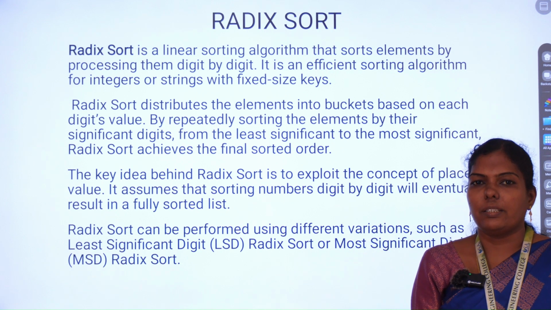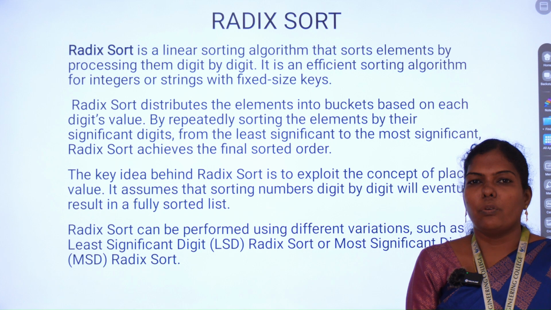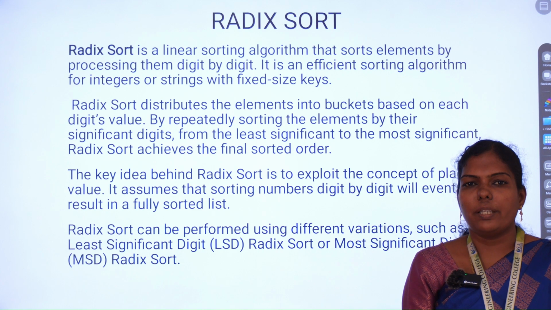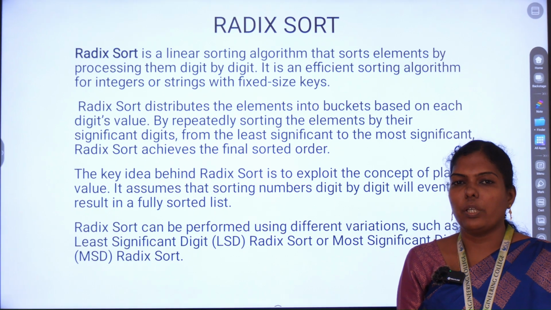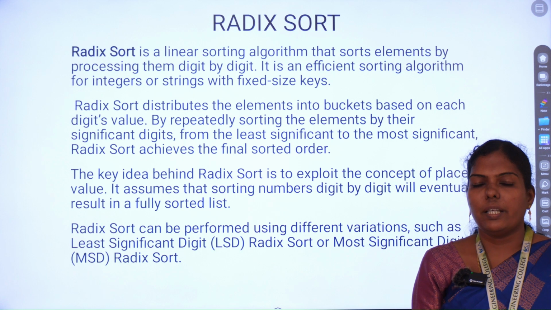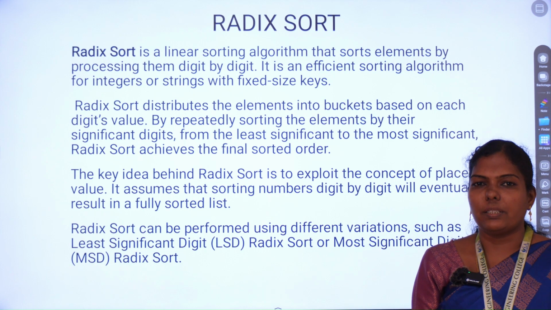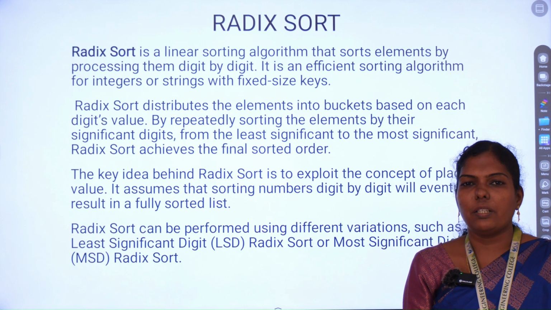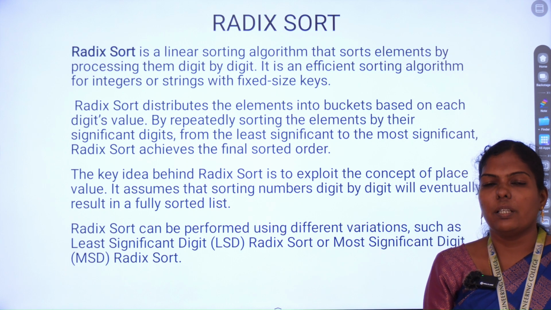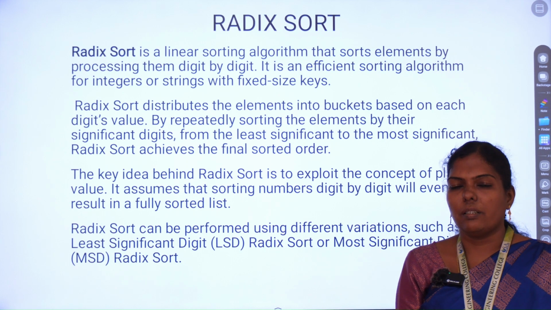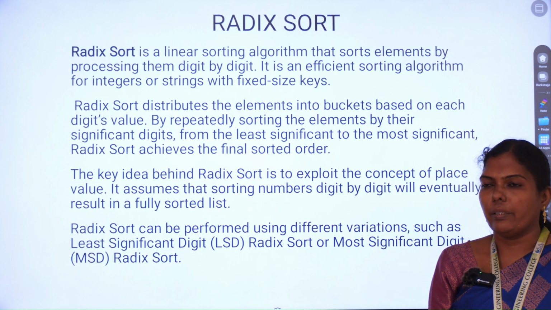First, see what is RADIX. RADIX is one of the linear sorting algorithms used to sort the elements digit by digit. It sorts the elements from the least significant digit to the most significant digit. Here we are using a number of buckets. There are a total of 10 buckets used to sort the elements. The buckets start from 0 to 9.